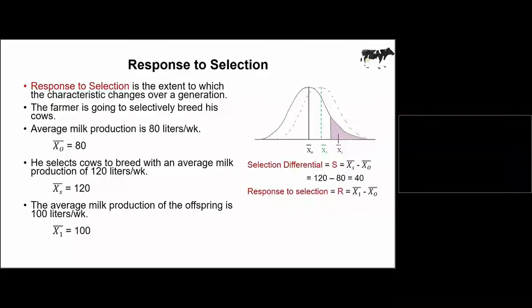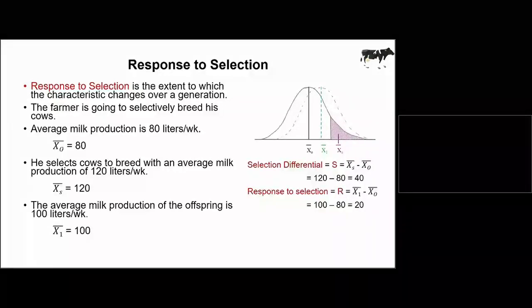The next thing we need to calculate is our response to selection. Again, if you think about what it means, it's going to be really easy to figure out how to calculate it. The response to selection is how the population responded to the selection you put them under. So we take the average of the next generation minus the average of the initial generation. What was the change from one generation to the next? Our X sub 1 is 100, X sub O is 80, so our response to selection is 20.